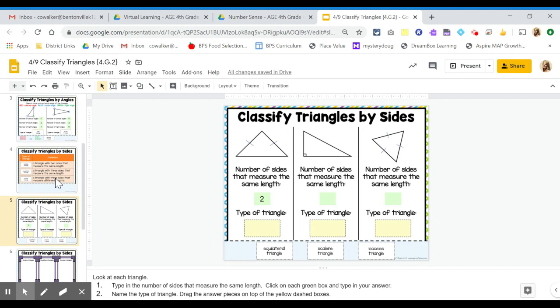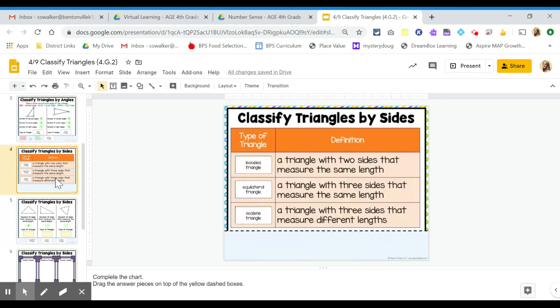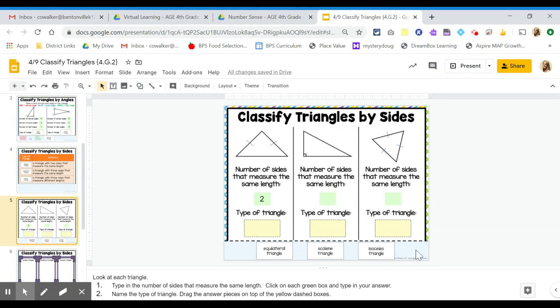So if we go back up and ask which of these tell me that two of them measure the same length, it would be this first one. That was isosceles. So I'm going to take the isosceles and drag it over. Two sides that measure the same length, the type of triangle is an isosceles. Now, how many sides here measure the same length? Do you see any tick marks?